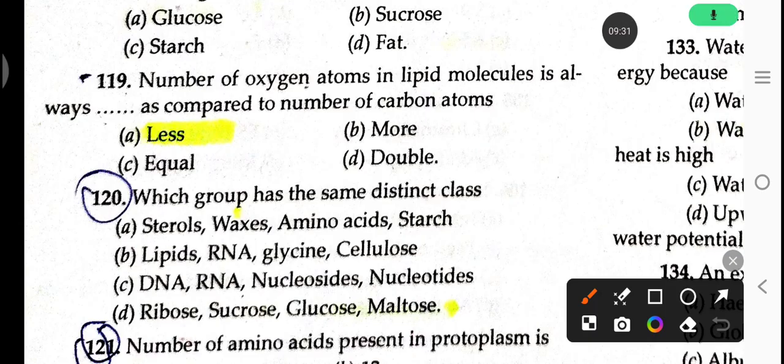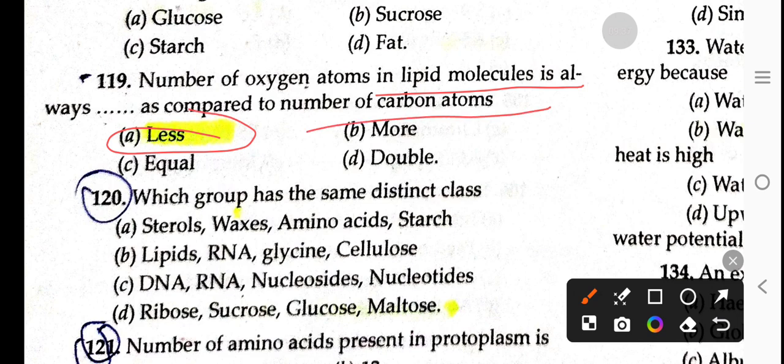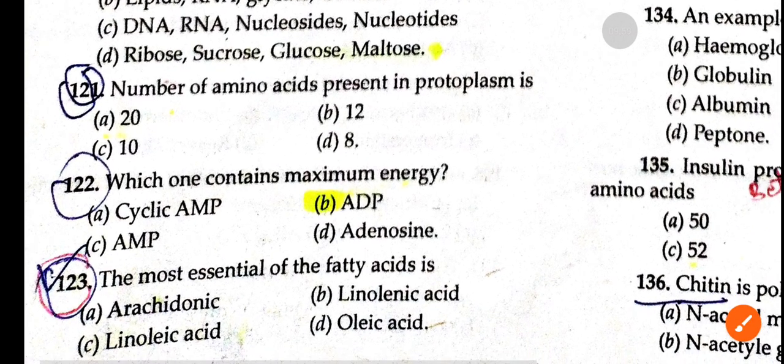The number of oxygen atoms in a lipid molecule is always less as compared to the number of carbon atoms. So in any lipid molecule, the oxygen atoms will be always less as compared to the carbon atoms. Which group has the same distinct class? So option D, that is ribose, sucrose, glucose, maltose. They are all carbohydrates.